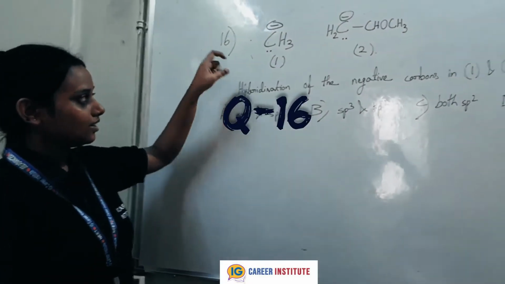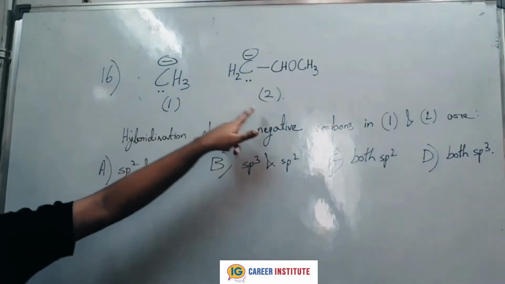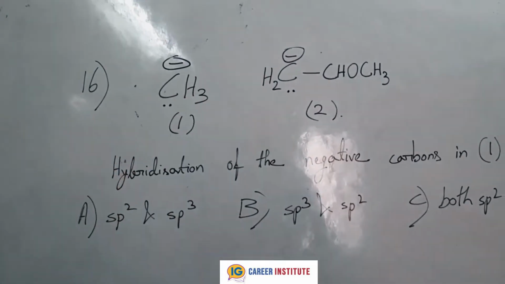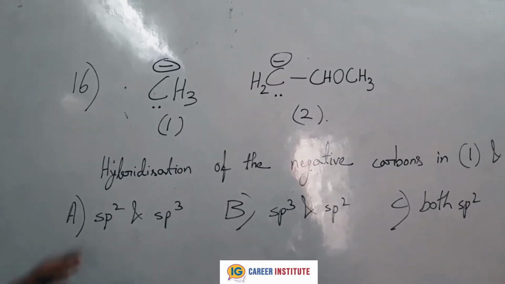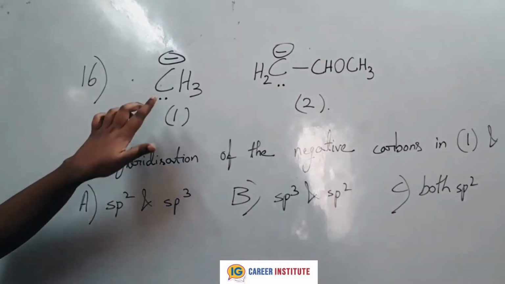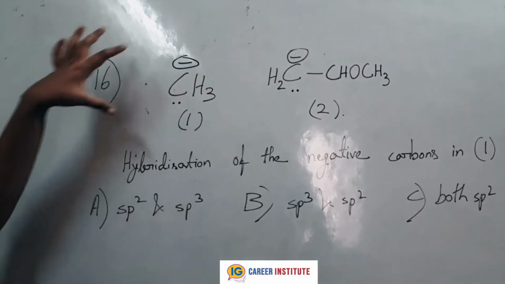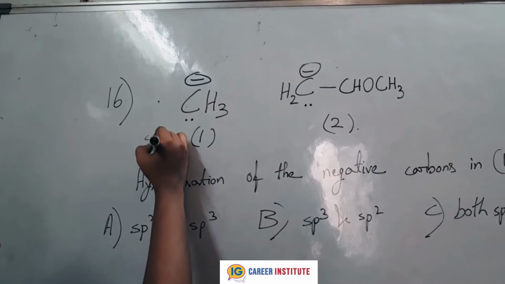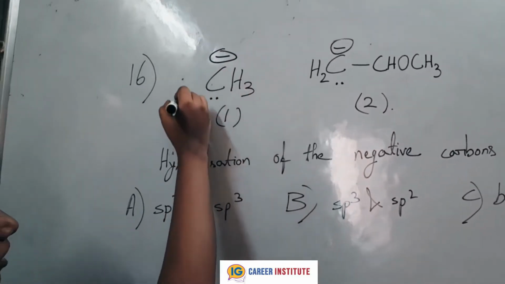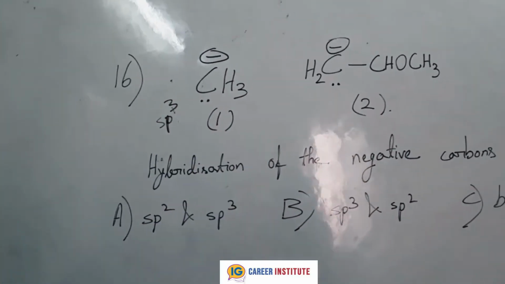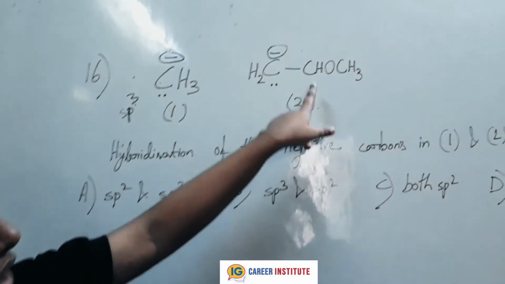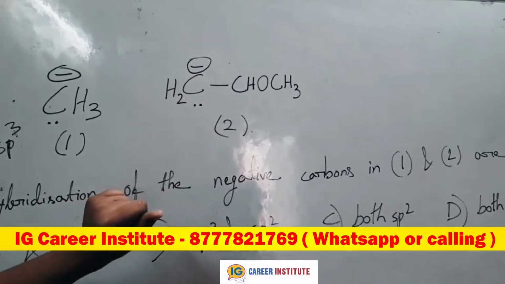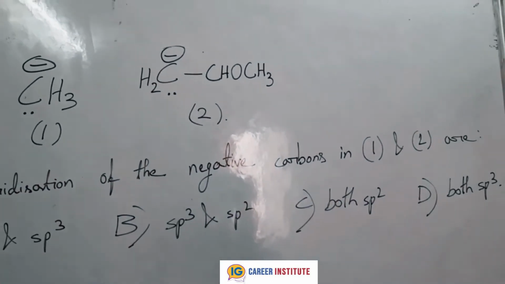Question 16. Here two carbanions are given, 1 and 2, and you have to state the hybridization of the carbon bearing the negative charge. Okay, so generally carbanions are sp3 hybridized. The carbon carrying the negative charge in a carbanion is generally sp3 hybridized. So 1 is obviously the carbon where the negative charge is present, it is sp3. But if there is a possibility of resonance in a compound, then the carbon bearing the negative charge is generally sp2 hybridized. Why? Let me tell you.